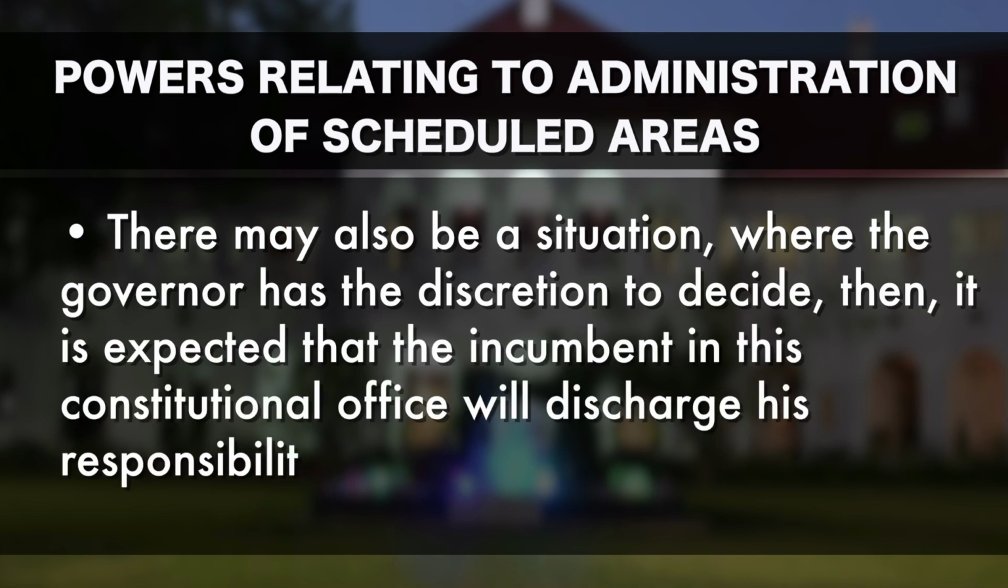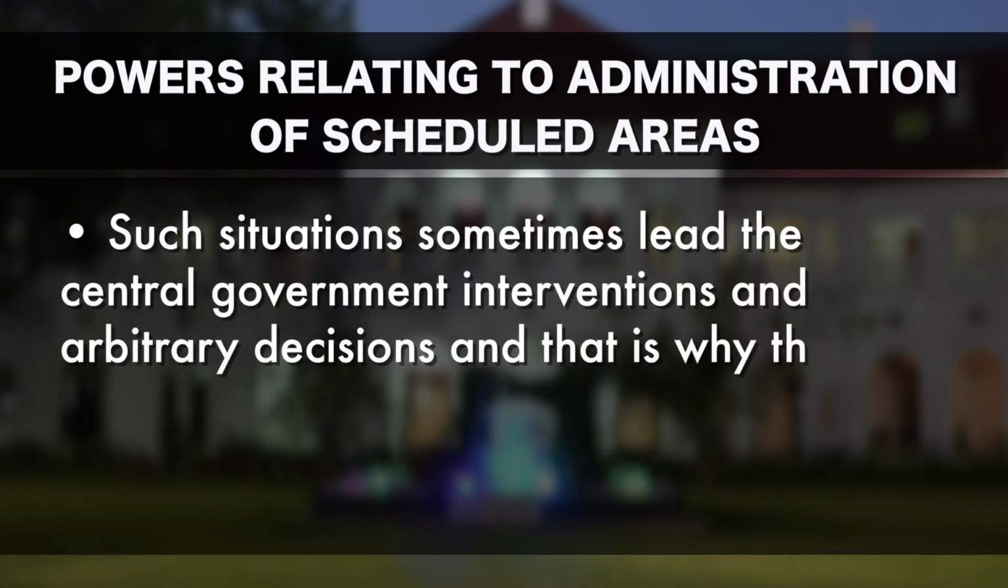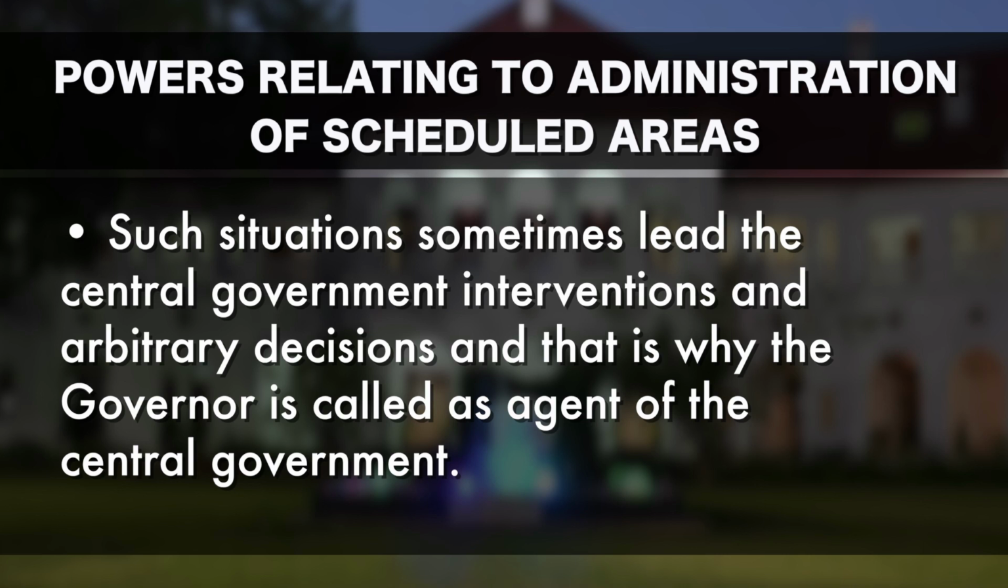There may also be a situation where the governor has the discretion to decide. Then it is expected that the incumbent in this constitutional office will discharge his responsibility in conformity with the spirit of the Constitution. Such situations sometimes lead to central government interventions and arbitrary decisions, and that is why the governor is called an agent of the central government.